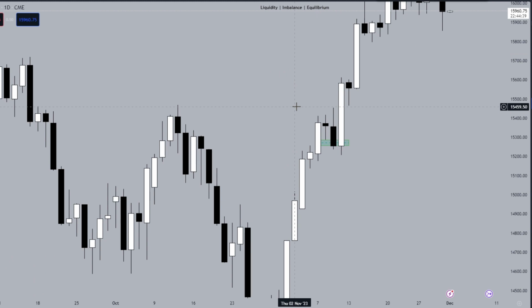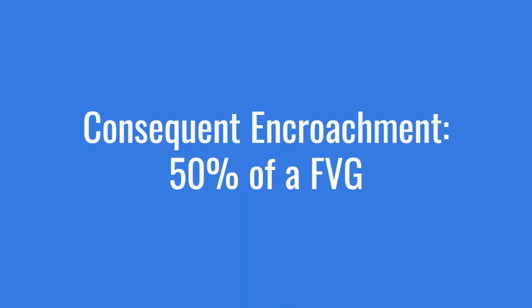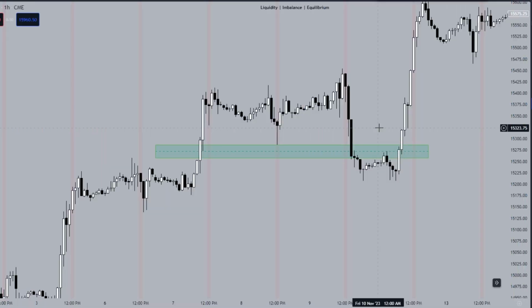Now, if you're wondering why I have a box with a line straight through the middle of it, that is because that is called consequent encroachment, or the midpoint of our fair value gap. So these refined levels of the fair value gap, like consequent encroachment, are very useful when you're dropping time frames like we just did.